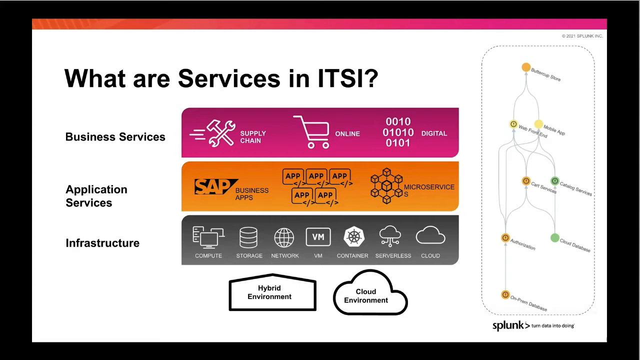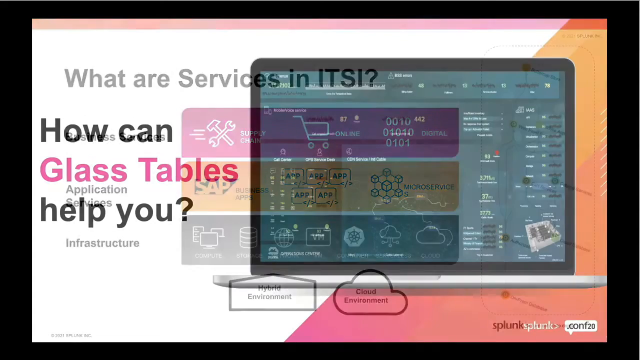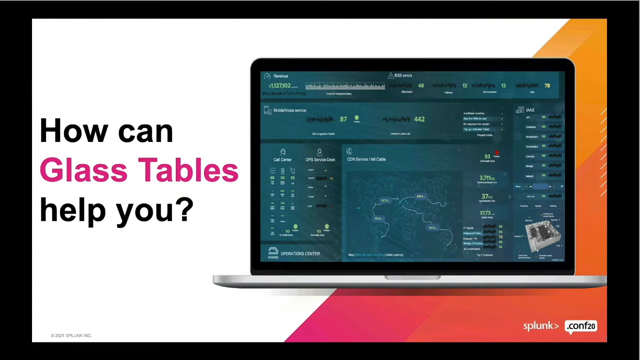And while this is a good representation of how services can interact in a more physical to logical dependency way, this doesn't necessarily represent what specific apps may be looking at, what specific custom visualizations you want. And that's where we can talk about how glass tables can help you.